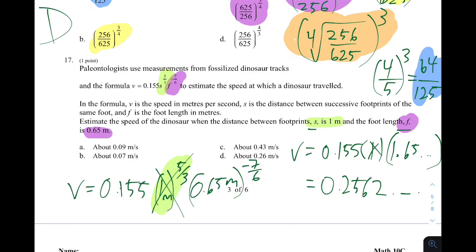And out of my choices that I can see here, this is the closest one, 0.26. So I would choose D.